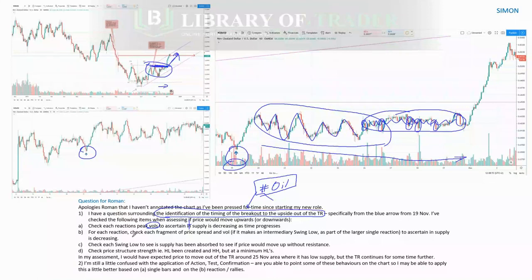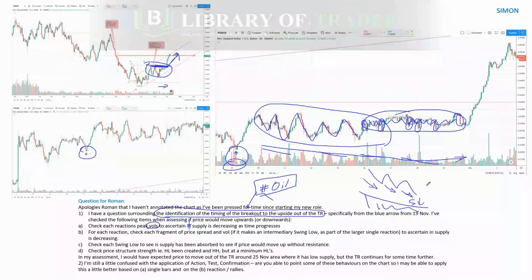For each reaction, check each fragment of price, spread, and volume if it makes an intermediate swing low as part of the largest reaction to a certain and supply is decreasing. Okay, yeah, so basically we're looking for that progression of the buy, right? So Simon is basically saying that there is a progress of buying with the diminished supply characteristic for each of the reactions.